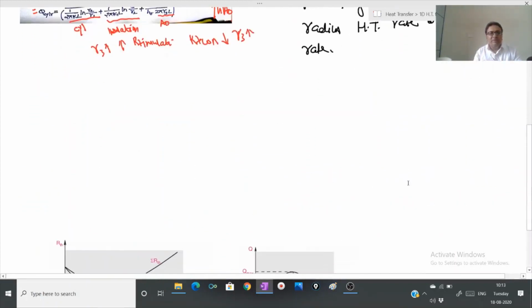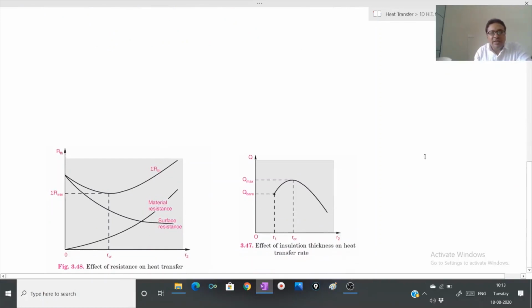So let me represent this graphically. Let's say we provide an insulating material layer over a cylinder or sphere, and we plot rate of heat transfer versus radius of insulation. And let's say this is the critical radius of insulation. So if the radius of insulation is less than the critical radius of insulation, heat transfer rate will go on increasing.